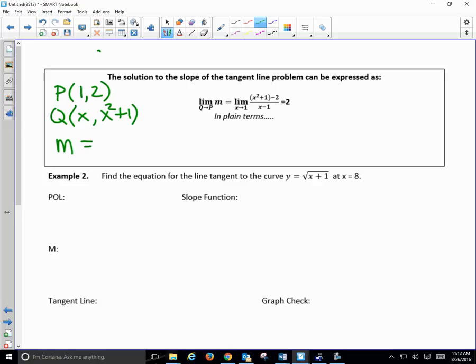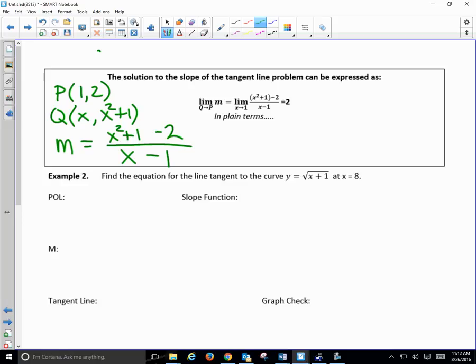And the slope is equal to y sub 2. Look at this problem right here. What is y sub 2? X squared plus 1 minus, what's y sub 1? 2 divided by, what's x sub 2? X minus 1. And as you can see, that's what we got.